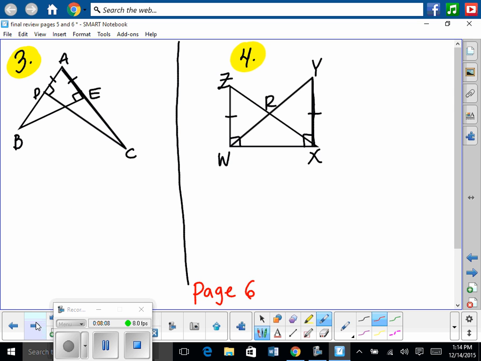Okay, in number 3 on page 6, it says name a pair of overlapping congruent triangles in each diagram. State whether the triangles are congruent by side, side, side, side, angle, side, angle, angle, side, or HL.